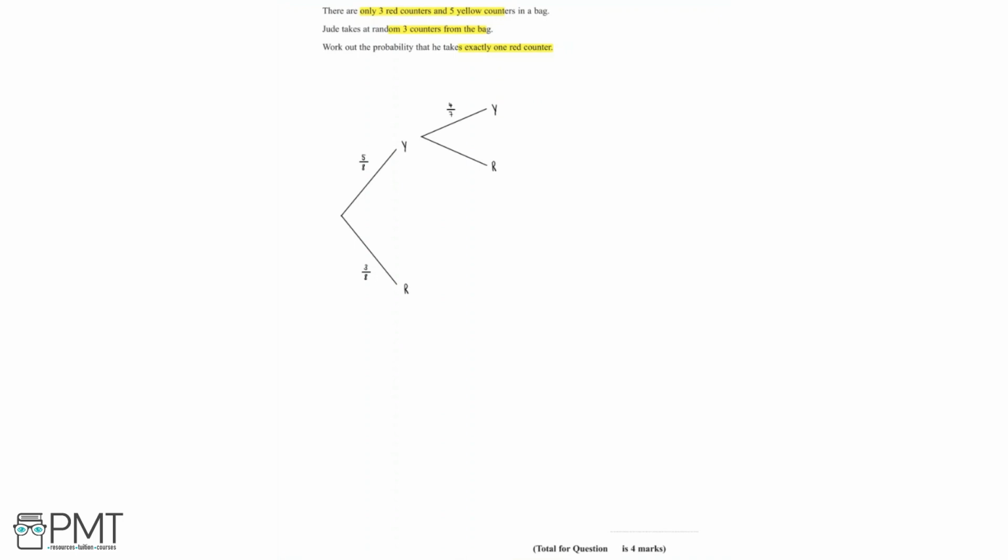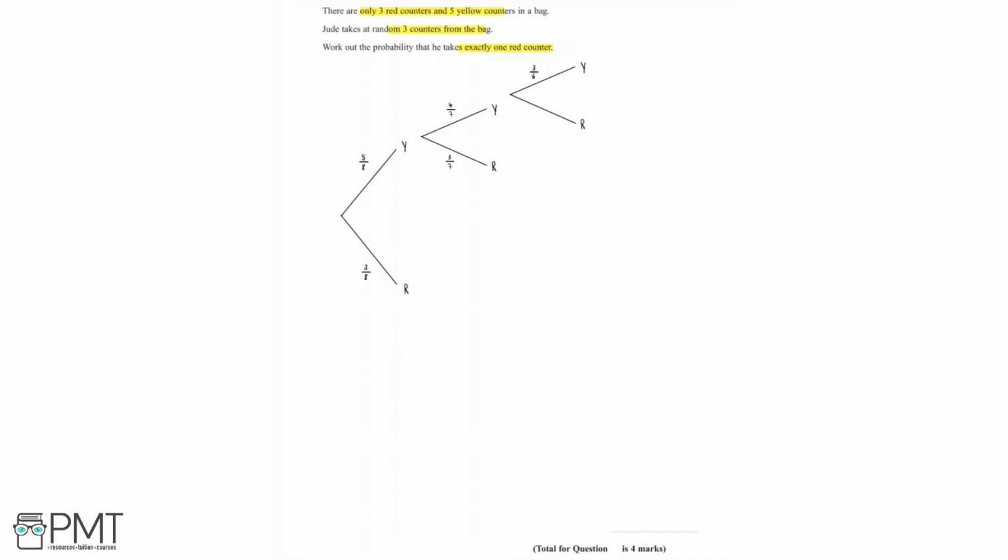And if he takes a yellow counter the first time, the number of red counters doesn't change, and so the probability of taking a red counter the second time would be equal to 3 out of 7. Now if he takes a yellow counter on the first and second goes, that means we only have 3 yellow counters left. And on the third time he picks, he'll have 6 counters left in total, because there were 8 to begin with, and he's already taken 2. And so the probability of taking a yellow counter the third time would be equal to 3 out of 6.